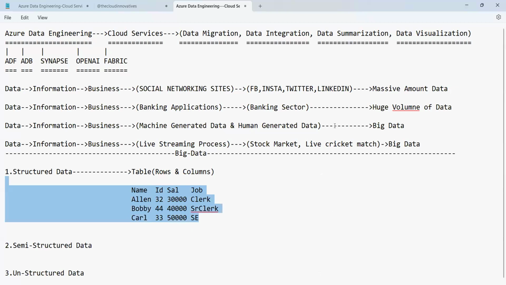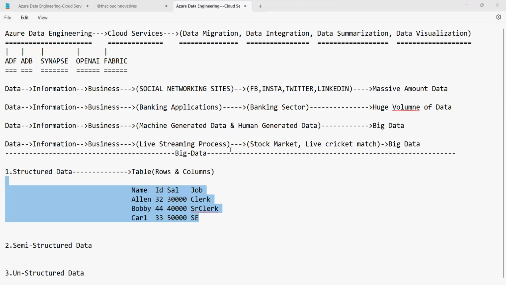Where it is in the form of rows and columns, everyone. Where it is in the form of what? Rows and columns, guys. Okay, where rows are nothing but what?